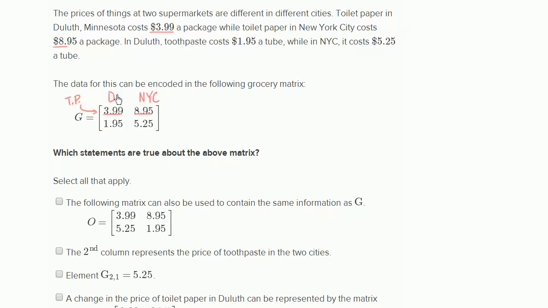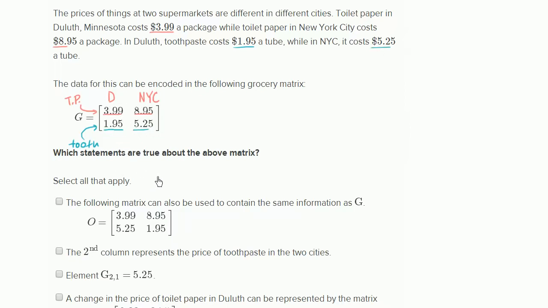In Duluth, toothpaste costs $1.95 a tube. So this data right over here is right over here. So this looks like the toothpaste row. Toothpaste actually is also TP, so I'll just write out tooth. So this is the toothpaste row. This is toothpaste in Duluth, $1.95. Toothpaste in New York City, $5.25. So that's how they have set up the data right over here.